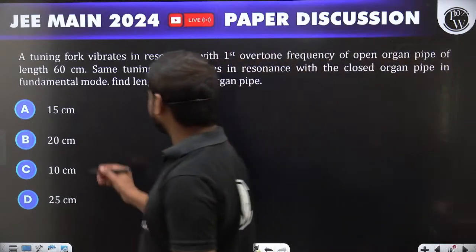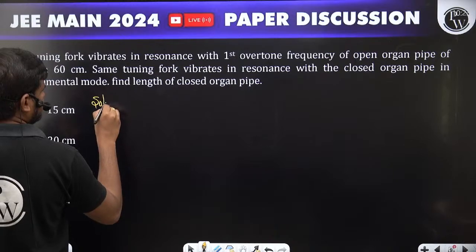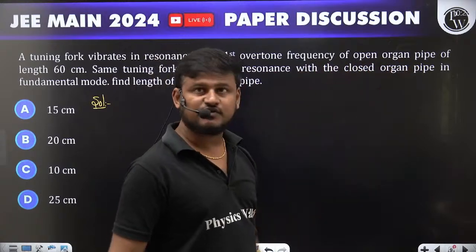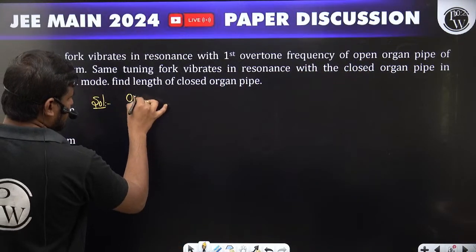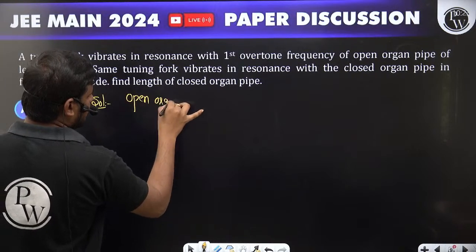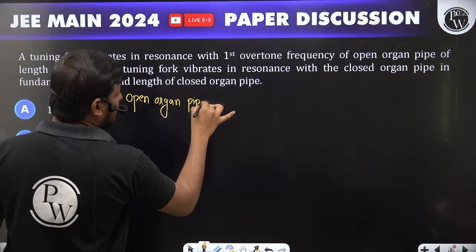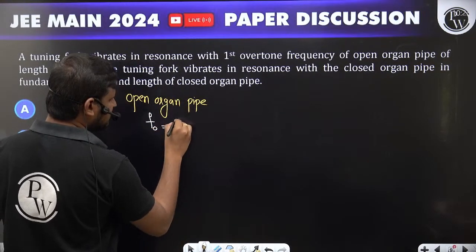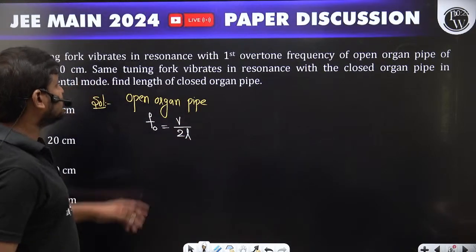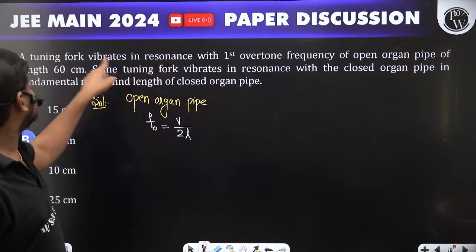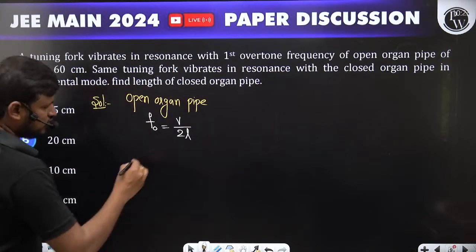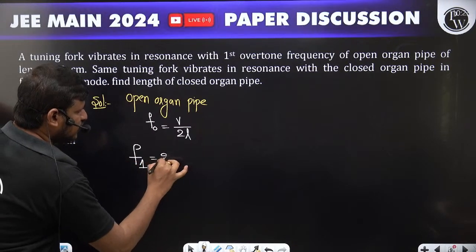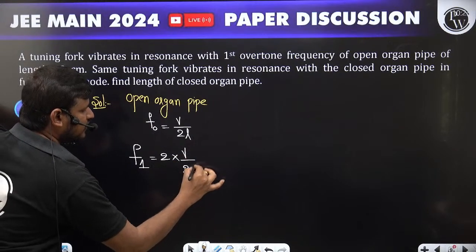So the next question. A tuning fork vibrates in resonance with the first overtone frequency of an open organ pipe. So the first one is an open organ pipe. For the open organ pipe, you guys know the fundamental frequency, right? The fundamental frequency f0 is equal to v by 2L. They are saying the first overtone is in resonance with the tuning fork. So the first overtone, that is f1, is equal to 2 into v by 2L.